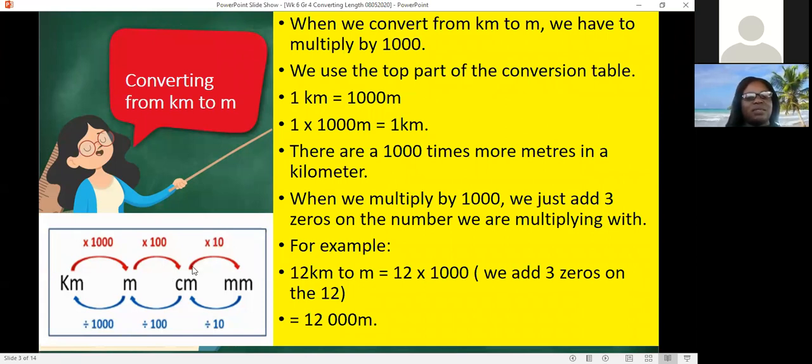So on this conversion table below, we can see that converting from bigger units to smaller units, we multiply. If we look at these arrows here, from kilometers to meters, we multiply by 1,000. Yesterday we did converting from meters to centimeters and from centimeters to millimeters. And if we convert from small units to bigger units, we divide. From millimeters to centimeters, we divide by 10. From centimeters to meters, we divide by 100. And from meters to kilometers, we divide by 1,000. So I always encourage my learners to copy this one.